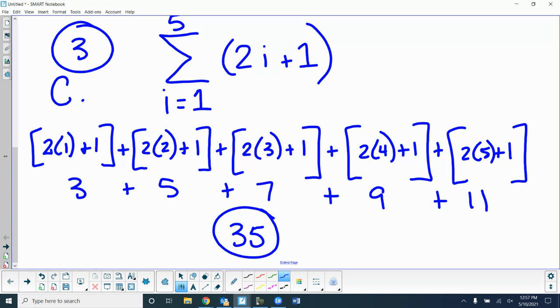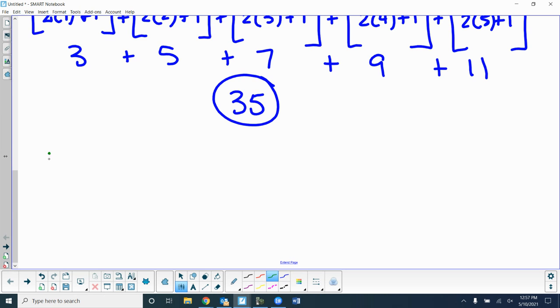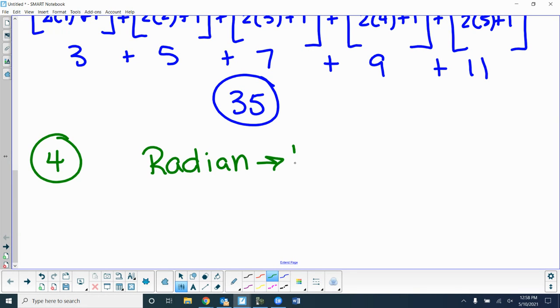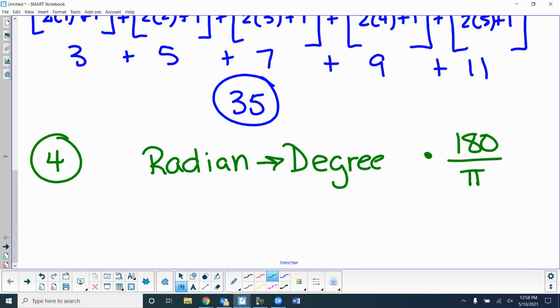Number 4. We're going from radian to degree. So on your note card, put what you're supposed to do. What are you supposed to do? Multiply by 180 over pi. So you have this fraction, 5 pi over 6, multiply by 180 over pi.